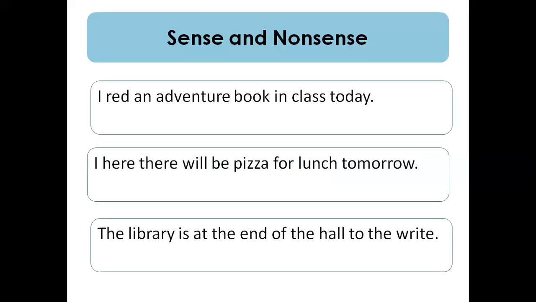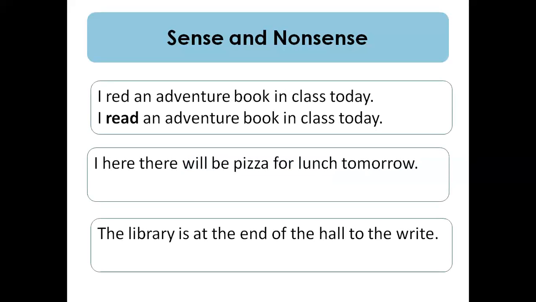The first sentence: I read an adventure book in class today. Can anyone identify the homophone word in the sentence? Red. Red, correct. The first sentence that has the word red is the color red. The second one is used correctly, R-E-A-D. You're reading a book.